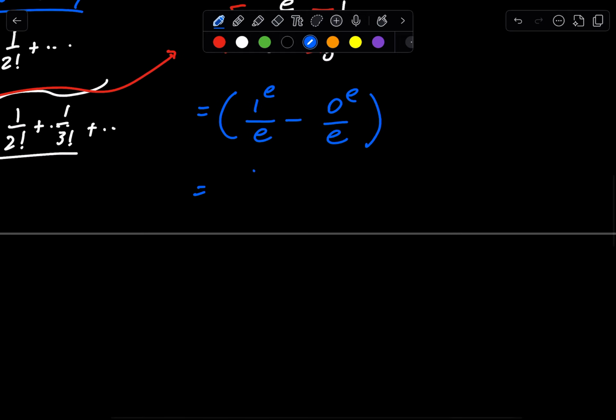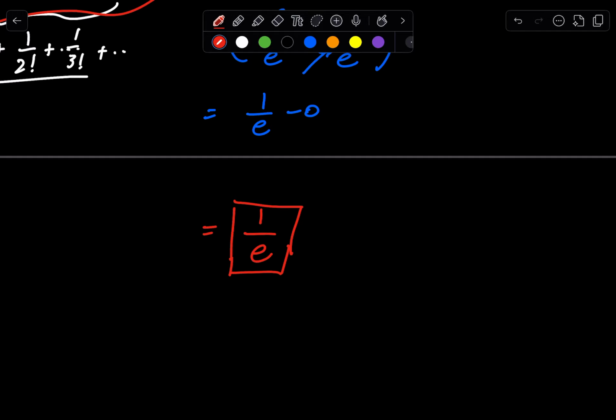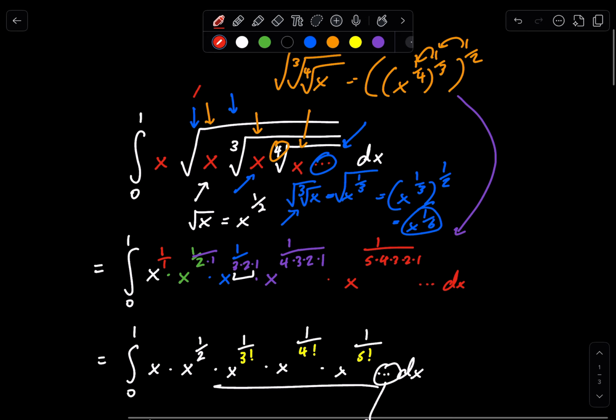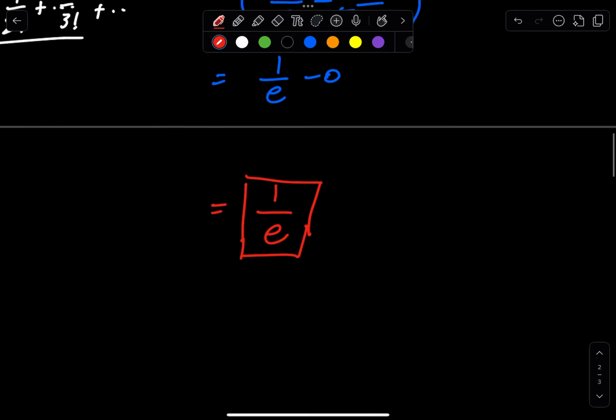Simplify a little bit, we have 1 over e, because 1 to the e is just 1, and then 0 to the e over e is just 0, minus 0. And ladies and gentlemen, this brings us our answer, 1 over e. Absolutely amazing. That means that the integral from 0 to 1 of x times the square root of x times the cube root of this entire, I'm not going to say that monstrosity again, but this entire infinitely long thing, just with increasing numbers of radicals like this, from 0 to 1, involves e, that magical number that shows up everywhere.